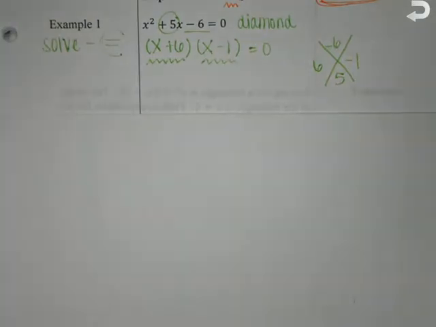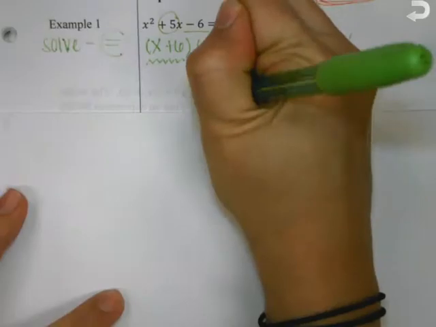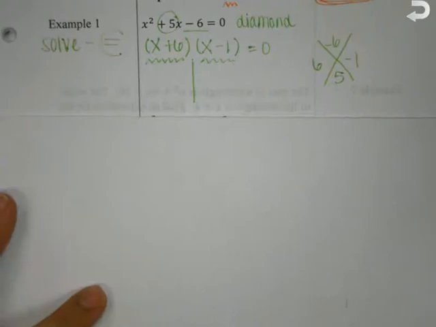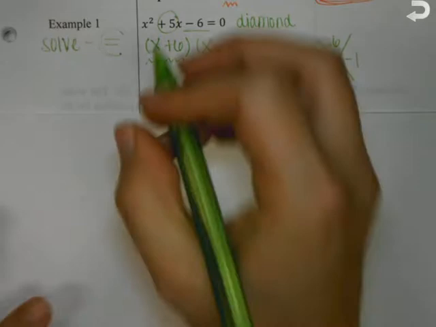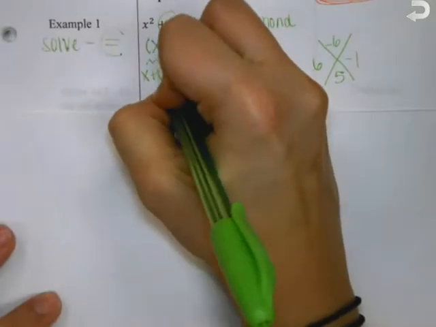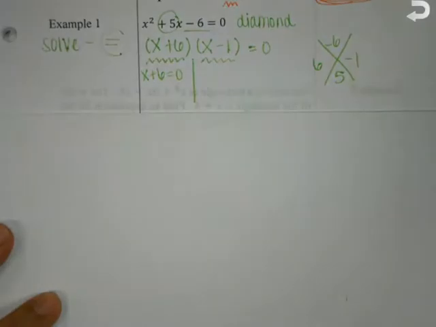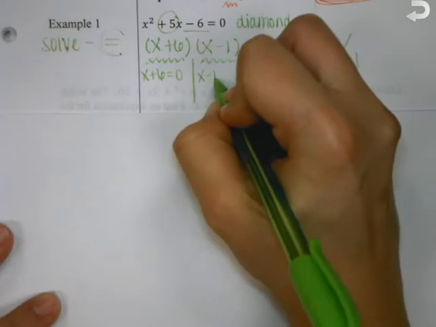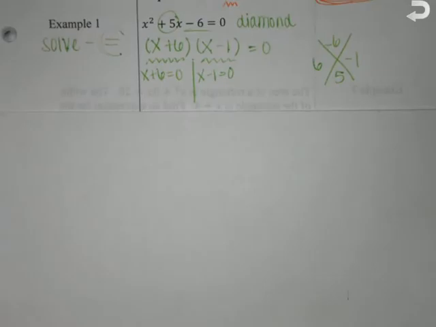Let me show you how we can make this organized. I draw a line between the two factors. So I split it up between the two factors. And we get x plus 6 equals 0 on one side, and x minus 1 equals 0 on the other side. This is how I want you to show your work, so that I know you know what it is you're doing.